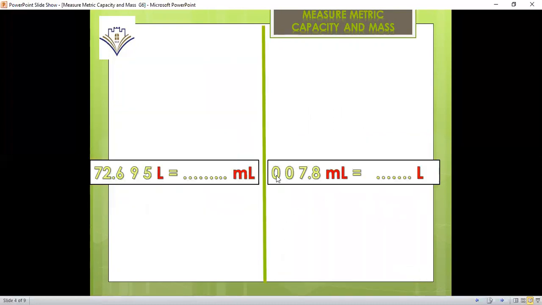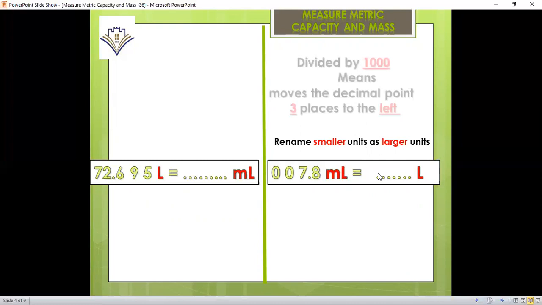We have two examples here. The first one is 7.8 milliliters equals dots liters. Now try to think, is it renaming from a larger unit to a smaller unit or the opposite? Milliliter is smaller than liter, so it is renamed from a smaller unit as a larger unit. Then multiply or divide? Divide by what? 1000. Why do we choose 1000? Because 1 liter equals 1000 milliliters. Dividing by 1000 means move the decimal point 3 places to the left.